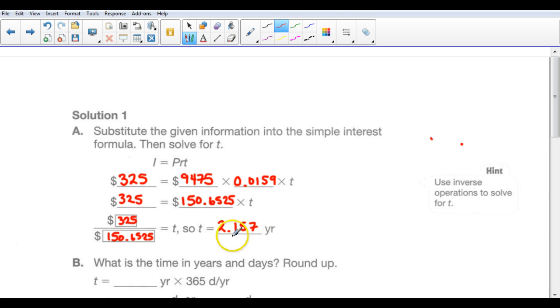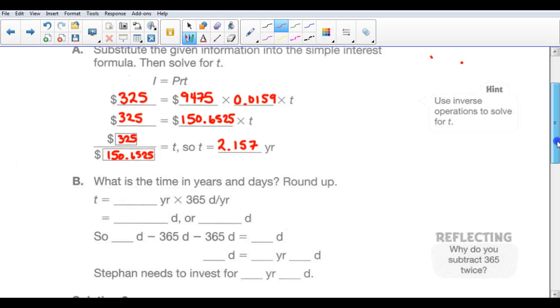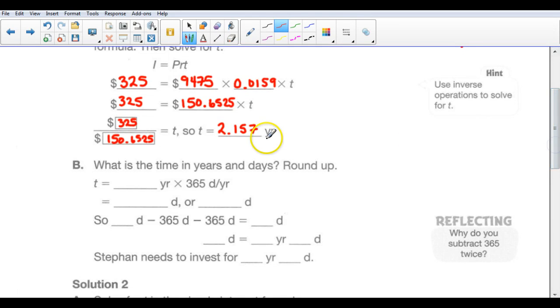That number divided by that number gives us an answer of 2.157 years. Okay, so he needs to invest his money for 2.157 years, but the 2 years we understand, but what does the 157 mean? It would make more sense if it was in days, 2 years and so many days. So we're going to take this 2.157 years and convert it to days. So what is the time in years and days? So round up. Time is equal to 2.157 years. Multiply that by 365 days per year.